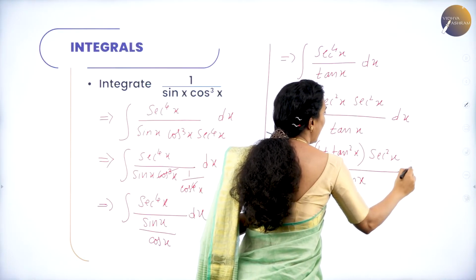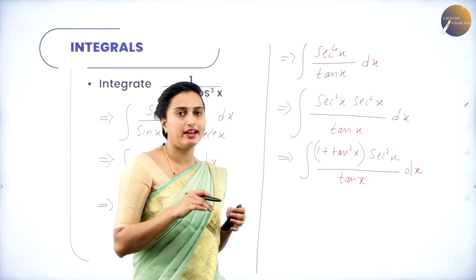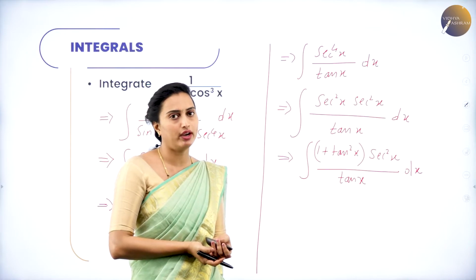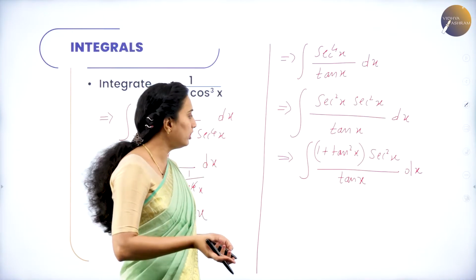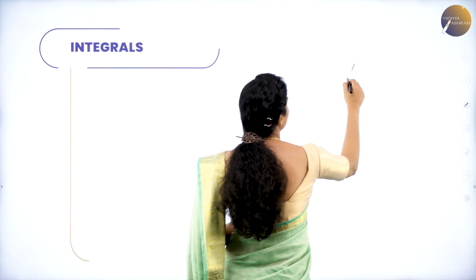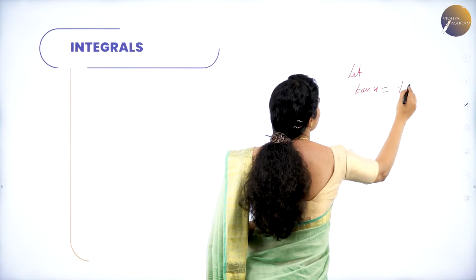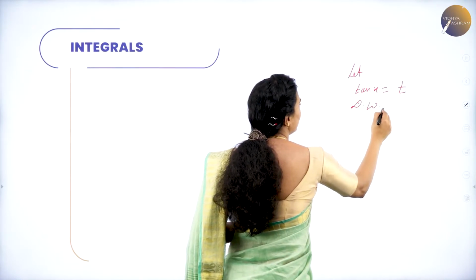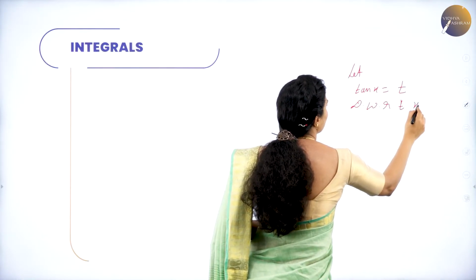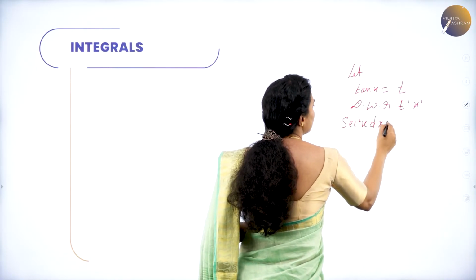Why? Because I can do the substitution method here. If I differentiate tan x, I am going to get secant squared x. So therefore, substituting, let tan x equal t. Differentiate this with respect to x. I am getting secant squared x into dx equal to dt.